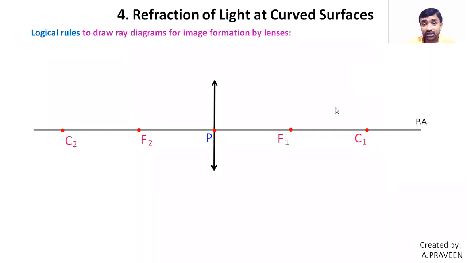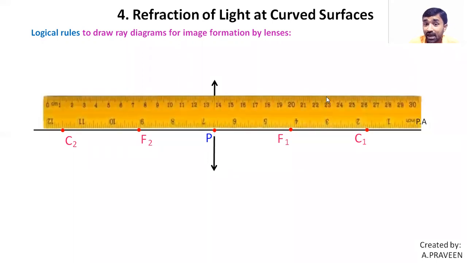Then another logical point is taking the object. Always it is above the principal axis. There is no doubt. Wherever you place the object on the principal axis, you just need to follow one logic: take the height of the object exactly equal to the width of the scale. No change in that height. Okay, in your examination nobody can measure, right? So always you need to follow this logic. The height of the object must be equal to the width of the scale. Why? To draw the parallel ray easily, right?